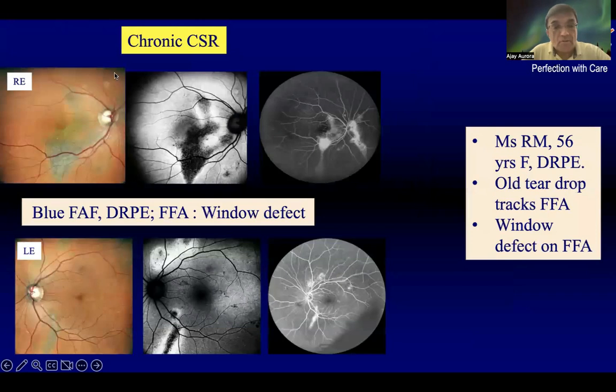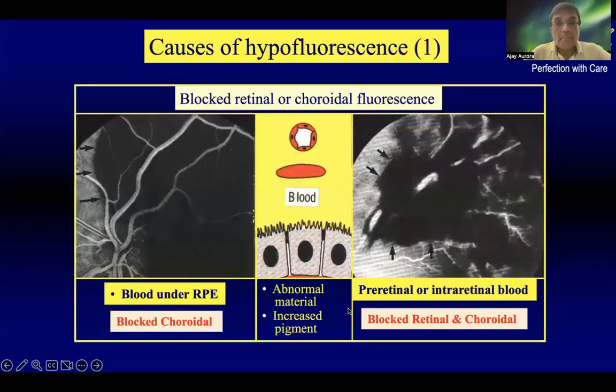This is an old patient of CSR, which shows that there are old tracks which are present and these are getting stained. So it's important that we are able to correlate the colored picture findings with that of autofluorescence, and you are able to decipher things correctly.